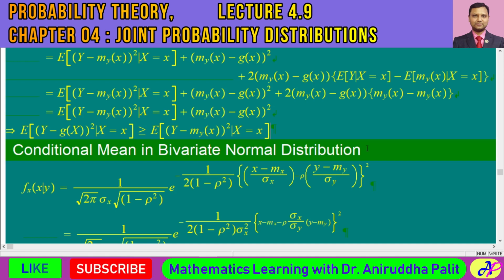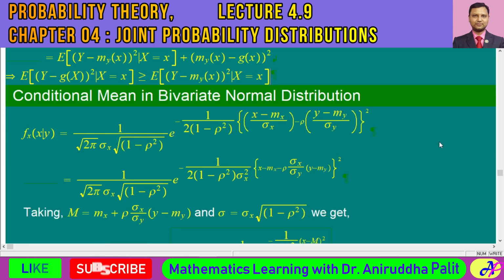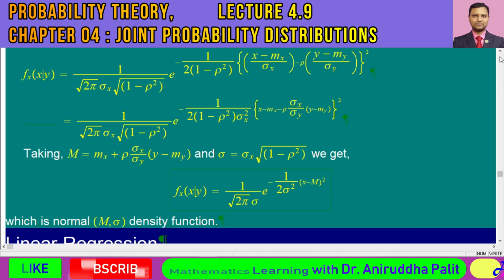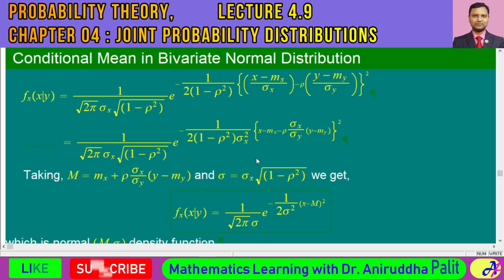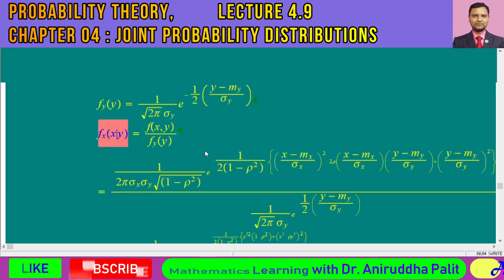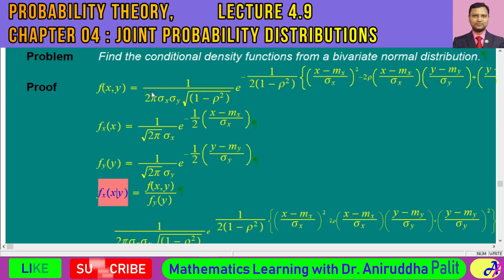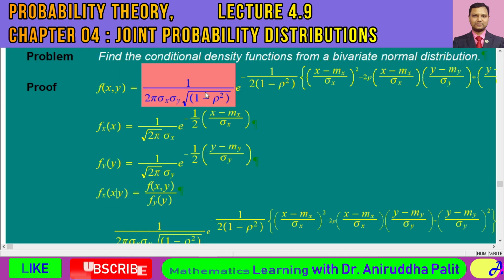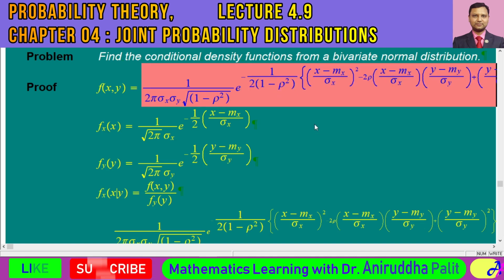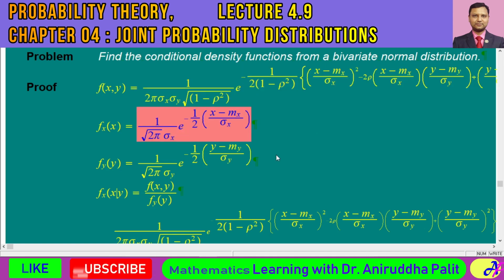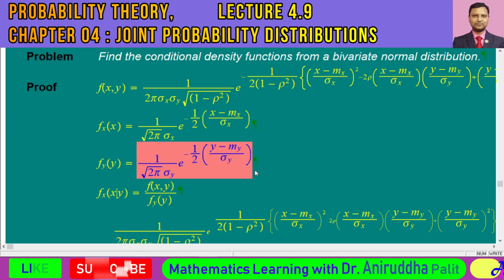Now let us try to find out the conditional mean in the case of the bivariate normal distribution. We already discussed the bivariate normal distribution in the previous lectures. Let me just recall it in a quick, forward fashion. This is the joint probability density function for the bivariate normal distribution, and these are the marginal density function of X and the marginal density function of Y.